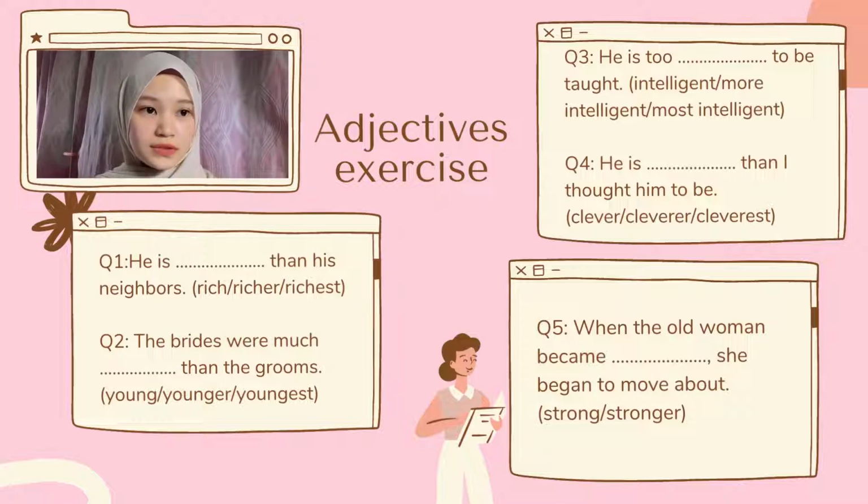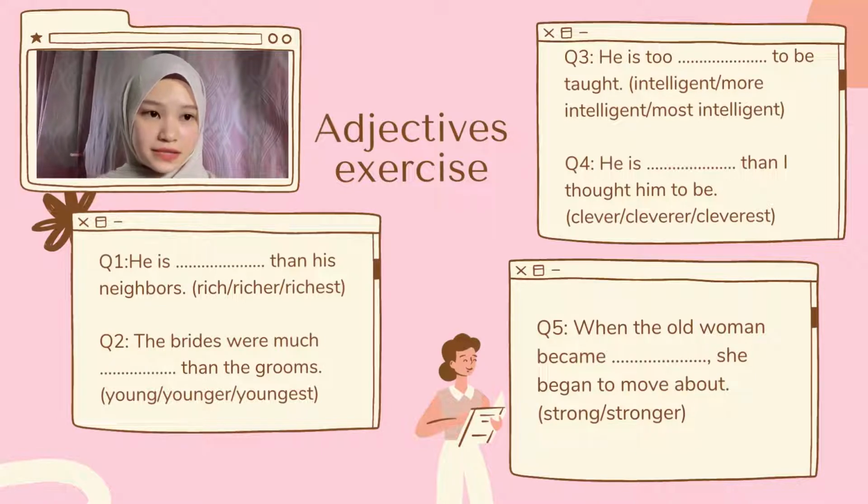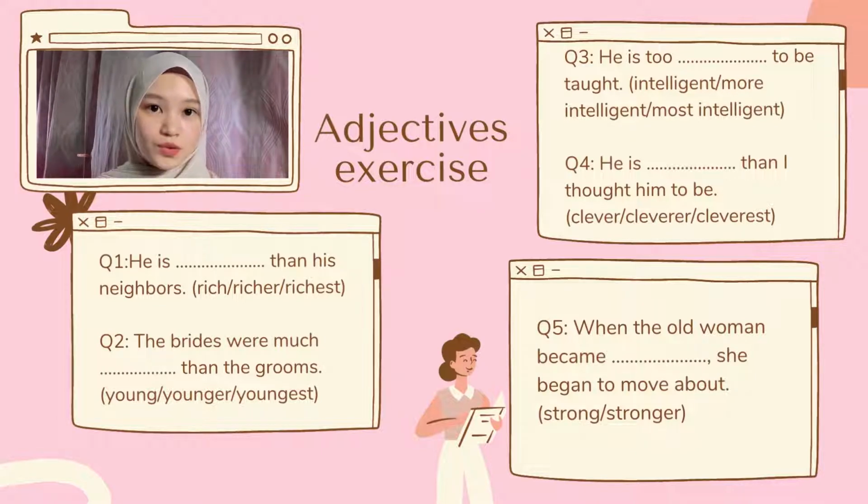Alright, now on to the third question. He is too, fill in the blanks, to be taught. So here it's very simple. The answer is intelligent. He is too intelligent to be taught.